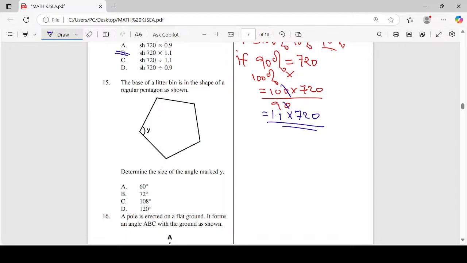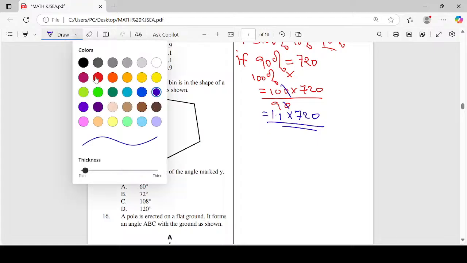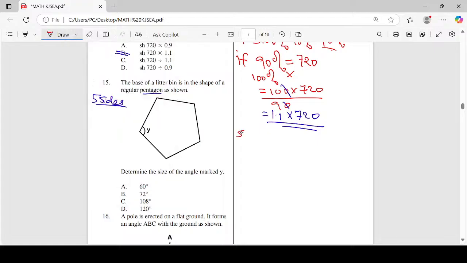What do you know about a pentagon? A pentagon, learners, has 5 sides. Now, because we know that a pentagon has 5 sides, how do you get the sum of interior angles of a pentagon? Sum of interior angles of a polygon, you know that.